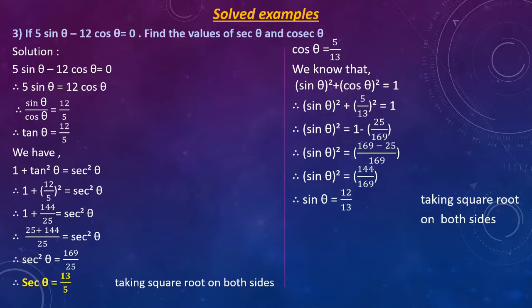Therefore sin theta is equal to 12 upon 13. This we get by taking square root on both the sides. So we have found out the value of sin theta as 12 upon 13. We know that cosec theta is multiplicative inverse of sin theta. So therefore cosec theta is equal to 1 upon sin theta. So therefore the value of cosec theta is equal to 13 upon 12.